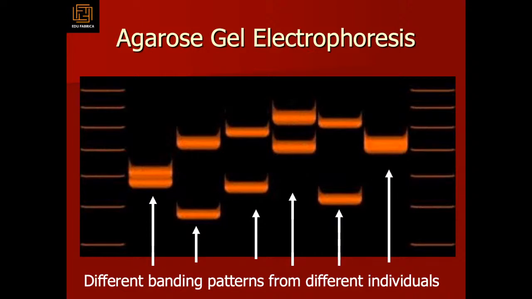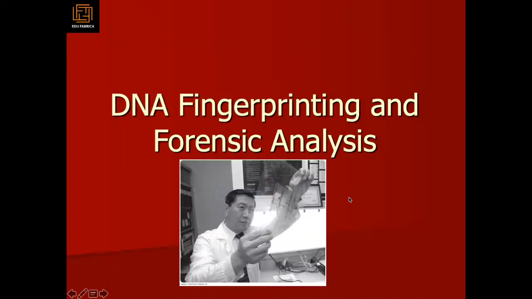Then agarose gel electrophoresis. Here we have different banding patterns from different individuals, right? In this way every person has different fragments. These are the molecular markers, and everyone is showing different markers here. No one is similar to each other.